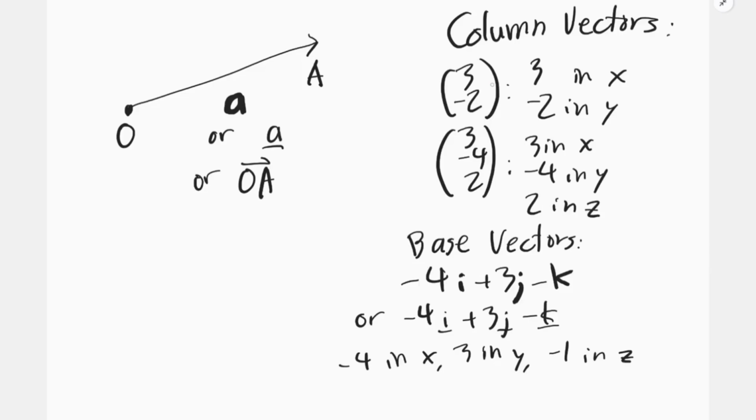So for example, this vector 3, -2 means 3 in the positive x direction, and 2 units in a negative vertical direction, the y direction.